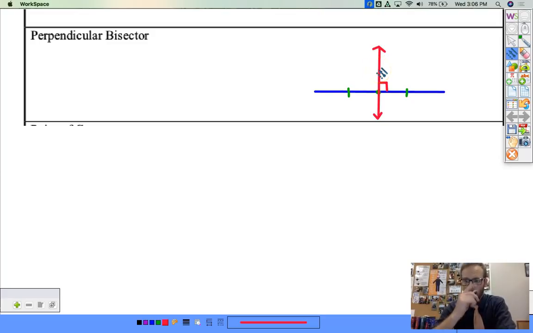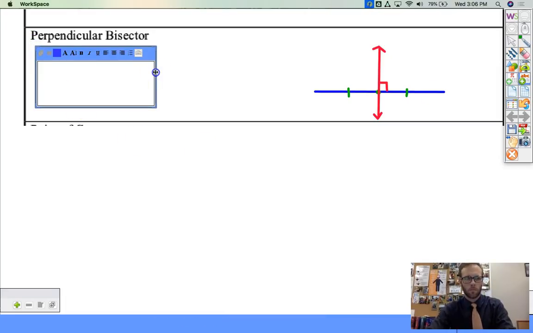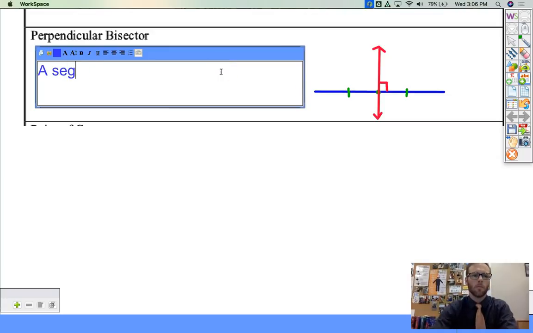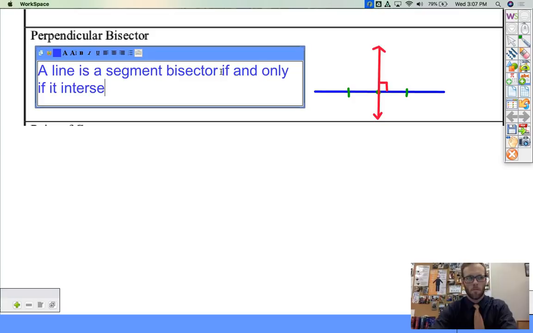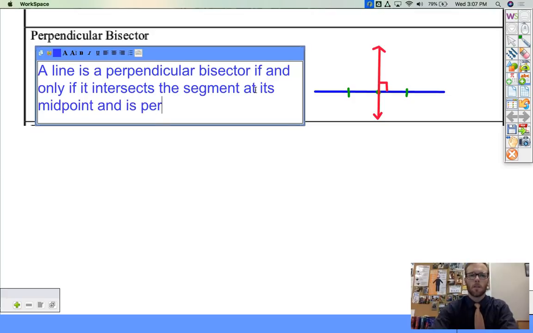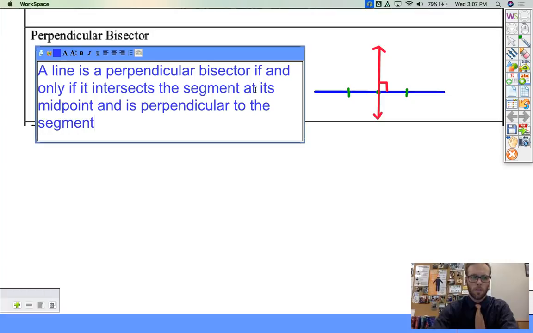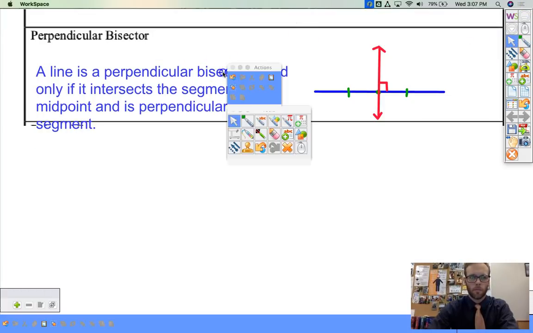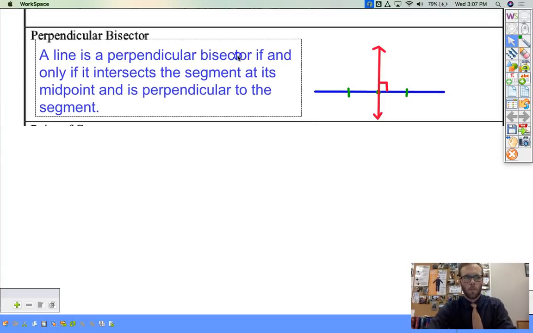We are going to say a line is a perpendicular bisector if and only if it intersects the segment at its midpoint and is perpendicular to the segment. All right, there we go.